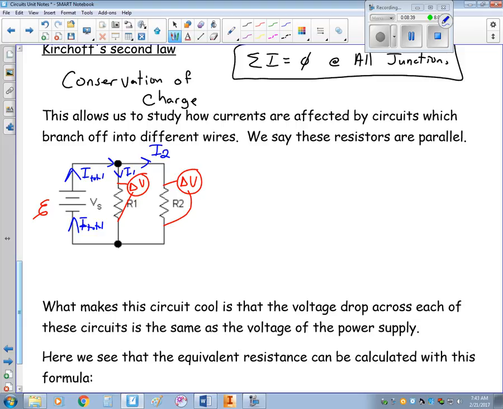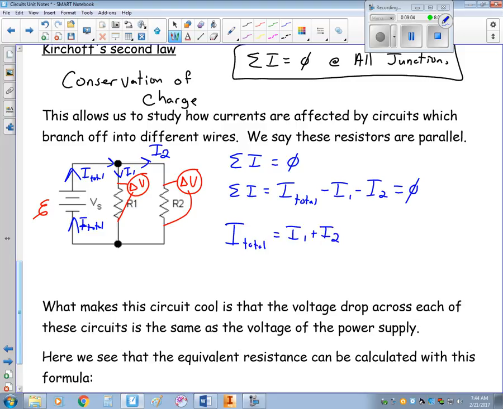So what we would find then is that the sum of all currents at this junction must equal 0. So the total current minus I1 minus I2 equals 0. So in other words, the total current is the sum of those two. And again, that's just at junctions. It's not like it's for every circuit all the time. It's just at junctions.